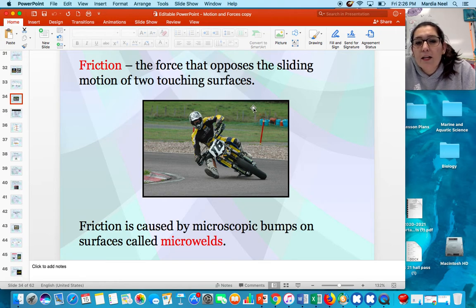Friction is technically caused by little microscopic bumps that me and you can't see with our naked eye on a surface that are called microwelds. And those little microwelds grip into each other, and we have to overcome the grip. It's kind of like little bitty pieces of Velcro. We have to overcome all those little bitty pieces of Velcro to get it to move.